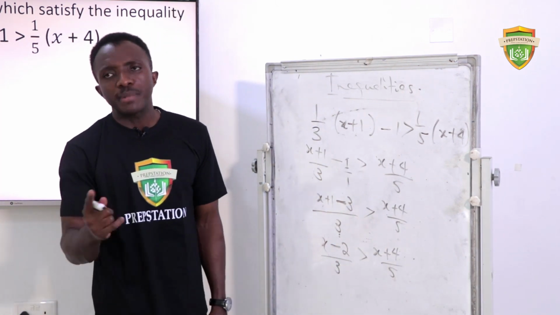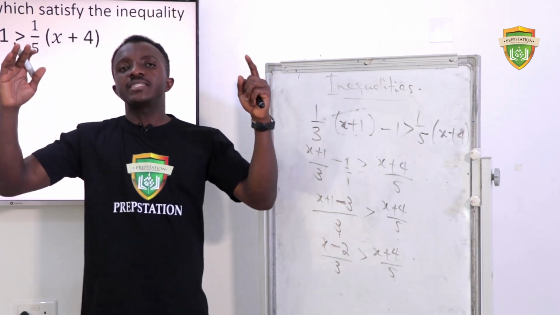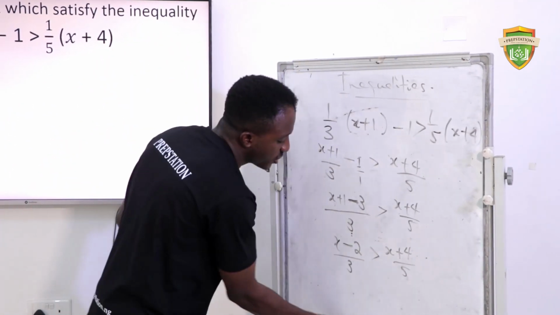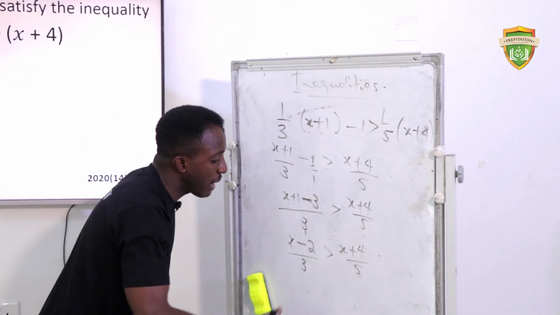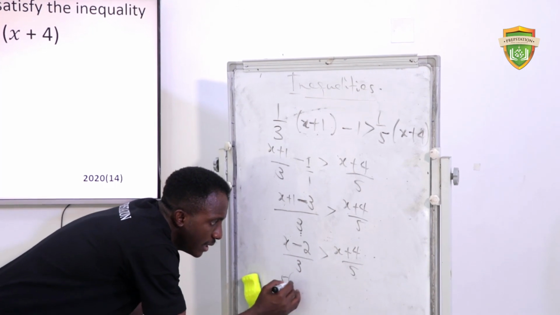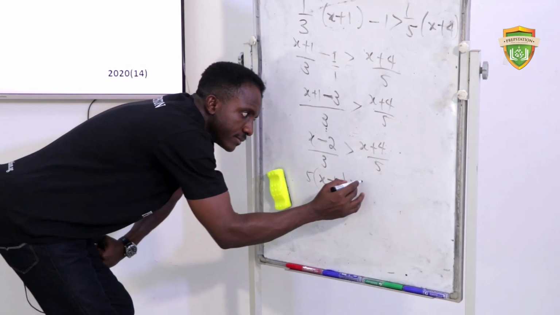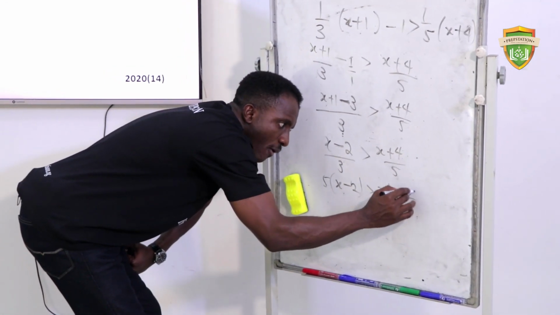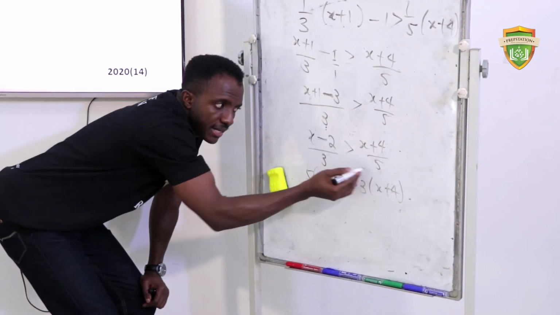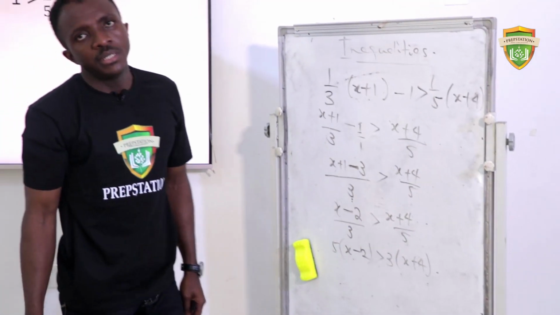Now we can cross multiply. I told you the condition: when you have two fractions on either side of the equal sign, but here we don't have an equal sign, we have the inequality sign. So we have two fractions. What do we do? We cross multiply. When we cross multiply, this is what we have: 5 times (x minus 2) is greater than 3 into (x plus 4). Can we see that? This cross multiplies. This comes here, this comes here. Now, please take note of this.